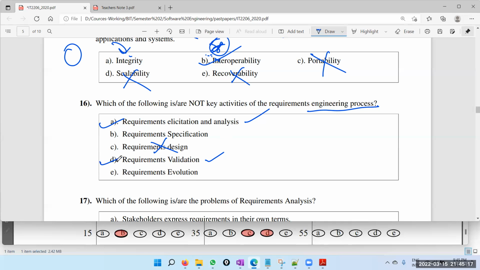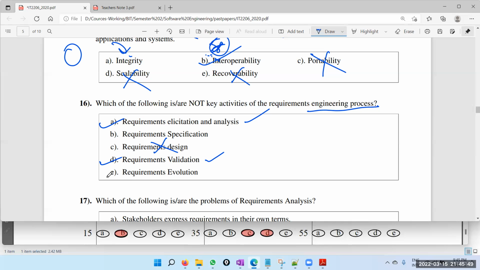Usually requirement gathering, requirement analysis, right? Then the requirement modeling and the documentation and validation. ඔය ටික තමයි සාමාන්‍යයෙන් යන්නේ. Evolution එක ප්‍රධාන එකක් නෙමෙයි, හැබැයි එහෙම දෙයක්ත් යනවා වටින්. Requirement specification. Activity එකක් නෙමෙයි. Requirement specification is that document that we prepare. So I will go for A and D only.